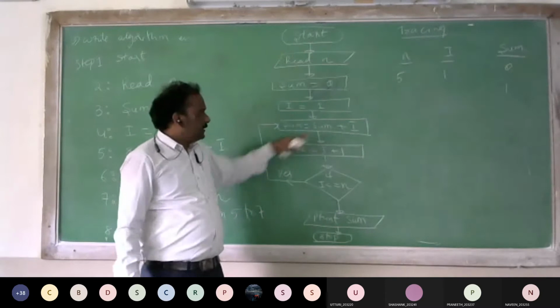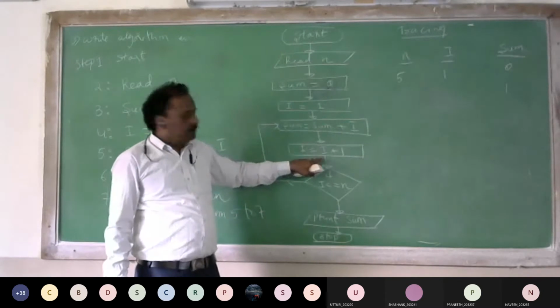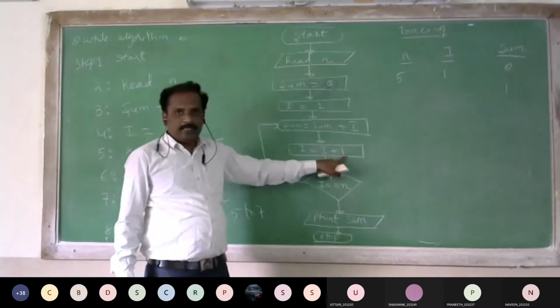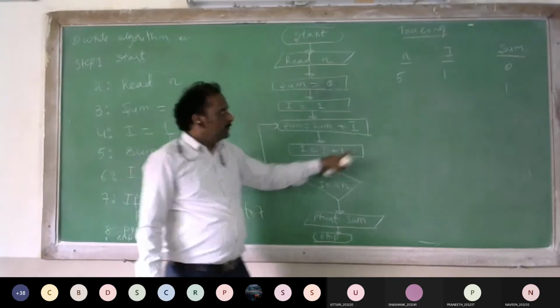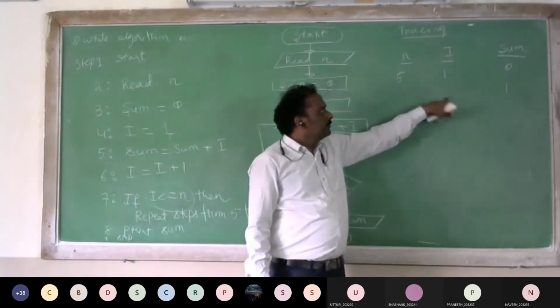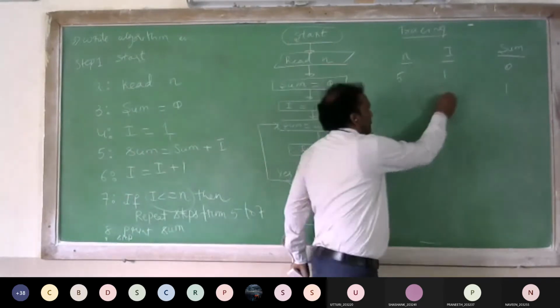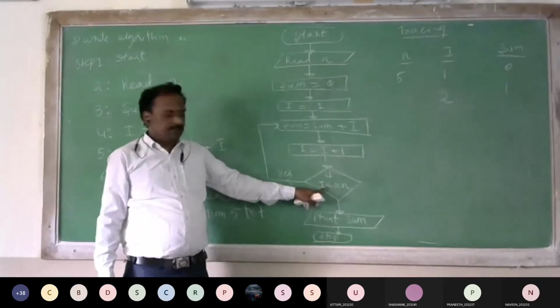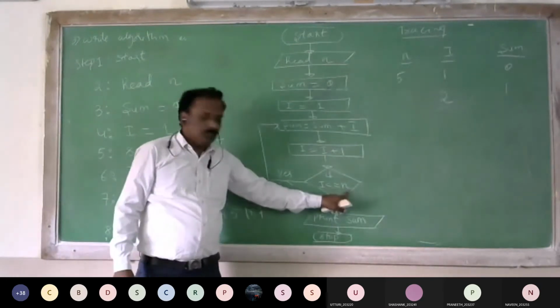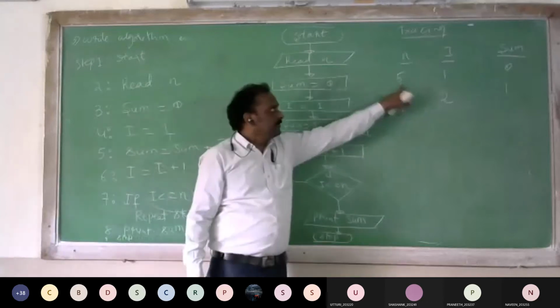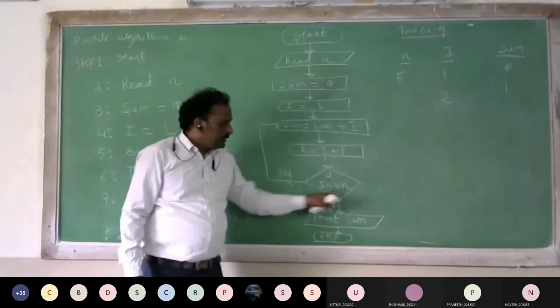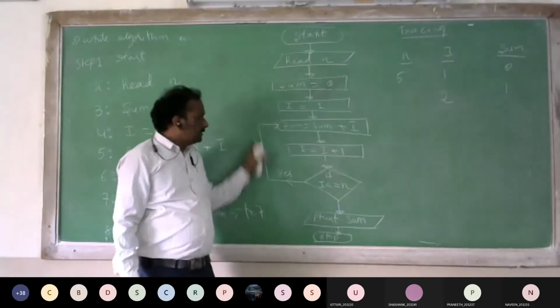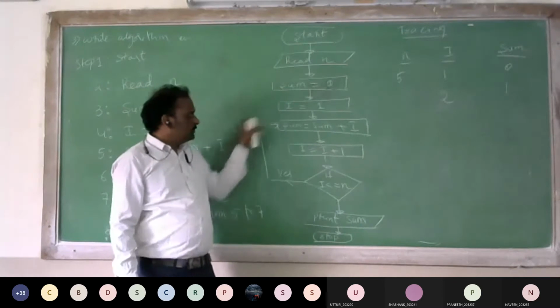Now I need to add the second number. How will I get the second number? By increasing the value of I by 1. I is equal to I plus 1. The earlier value of I is 1. 1 plus 1 will become 2. Now check the condition. Is 2 less than or equal to 5? n is 5. I is 2. 2 less than or equal to 5? Yes. Yes means go to step 5.